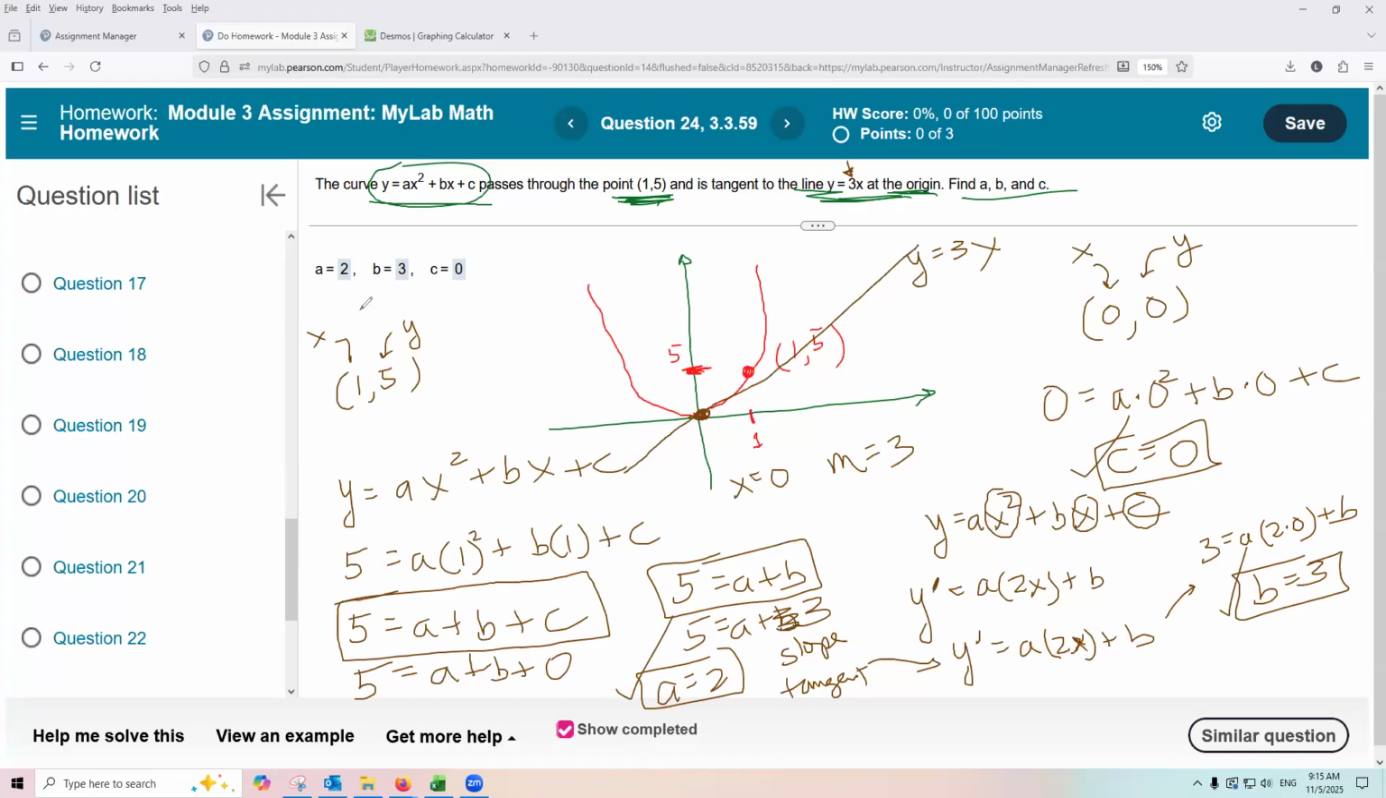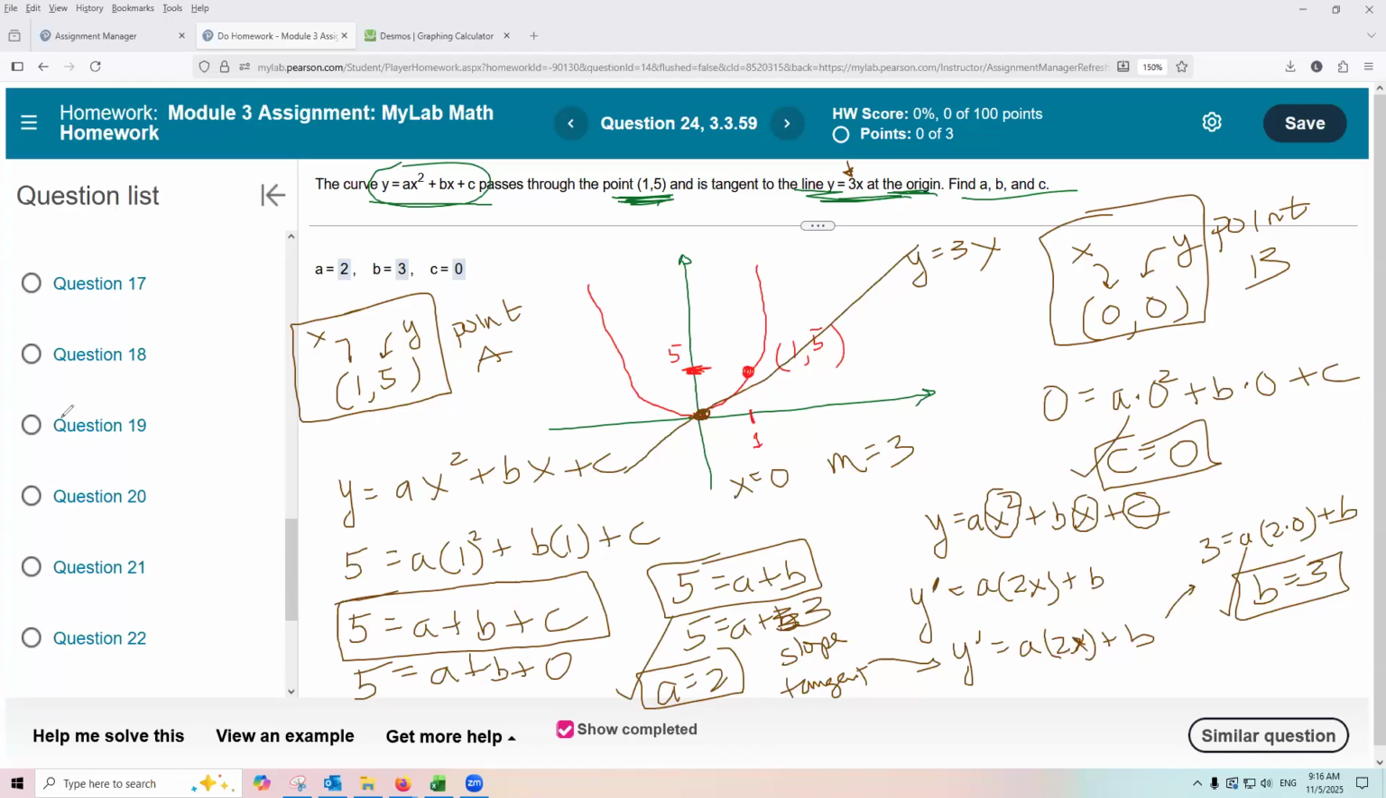So I really used the fact that this parabola goes through these 2 points, which I'll call point A and point B. And then I used the slope of the tangent line for a third equation.